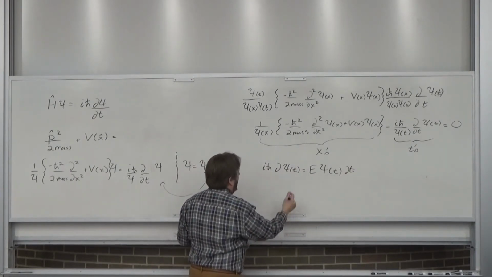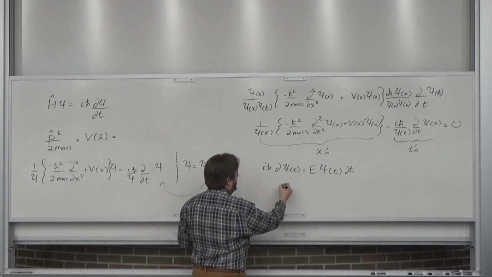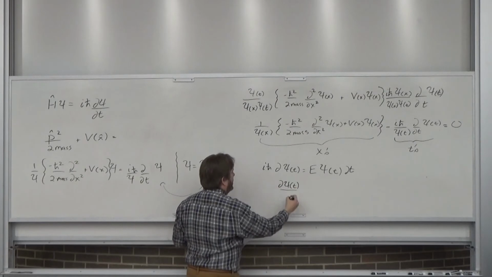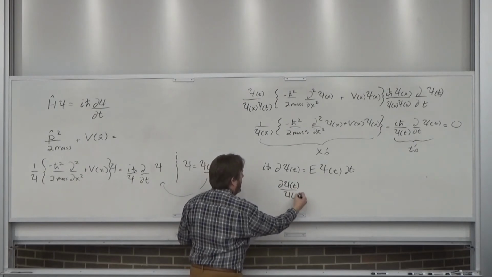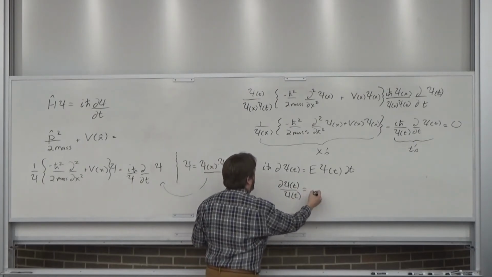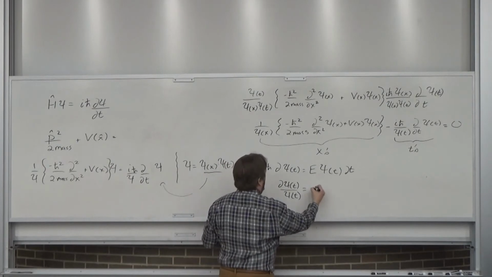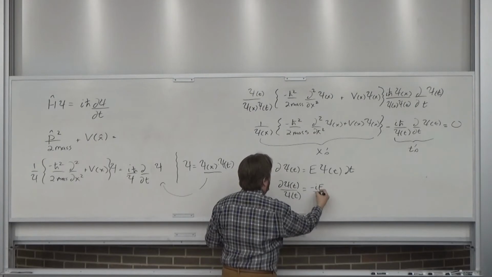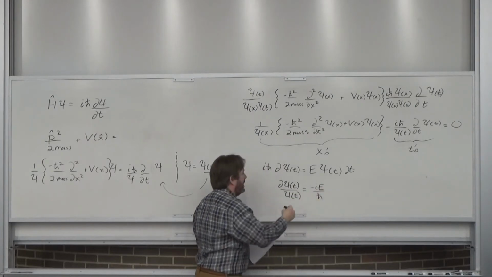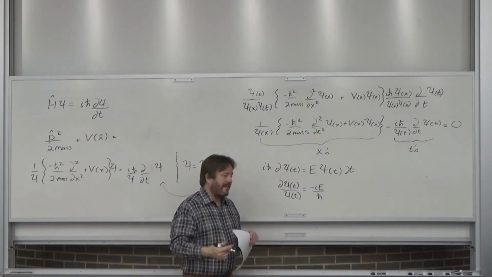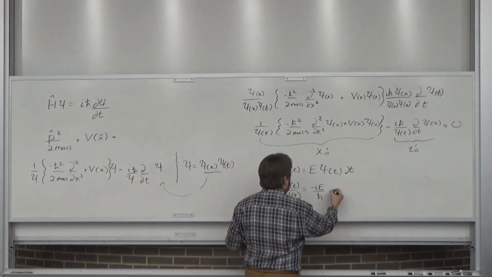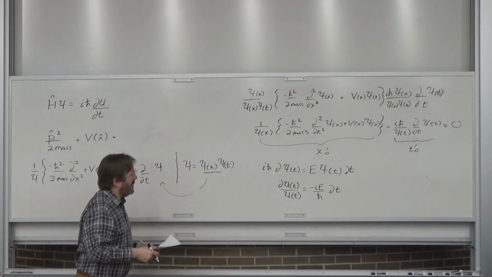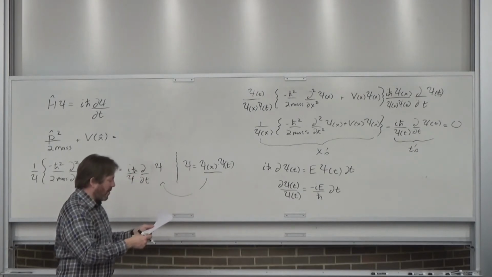Right? And now what I'm going to do is take the partial of the wave function, divide by the wave function, and over here I'm going to have minus iE over h bar. I use the fact that 1 over i is minus i, dt, right? There we go. All right, so that's relatively straightforward.